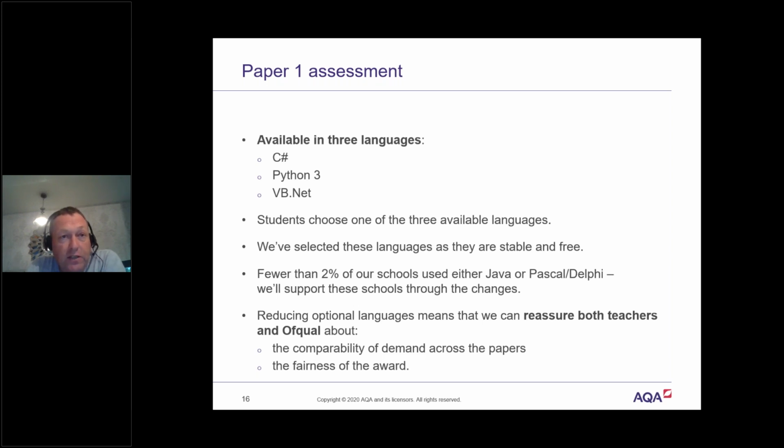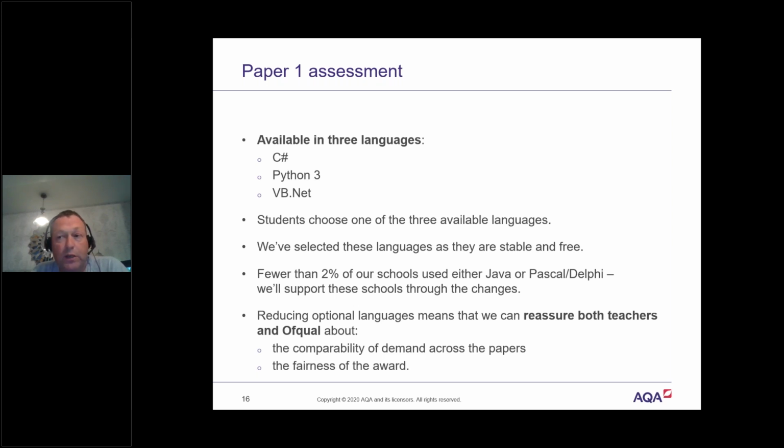One of the big challenges that we had when we were doing the A-level redevelopment was to reassure both yourselves as teachers and Ofqual about the comparability of demand across the papers and the fairness of the award. So in other words, the papers won't all be awarded separately. You won't end up with, for example, a C# grade 7 being 100 out of 180, whereas a Python grade 7 is 93 out of 180, and a VB is 120 out of 180. We won't do that. They'll all have exactly the same grade boundaries.